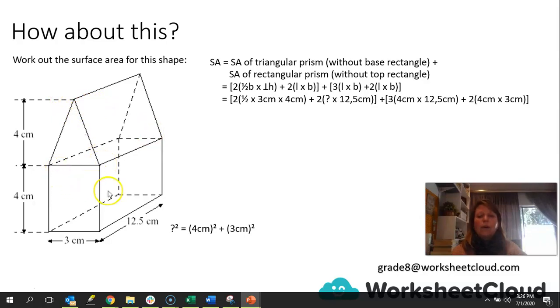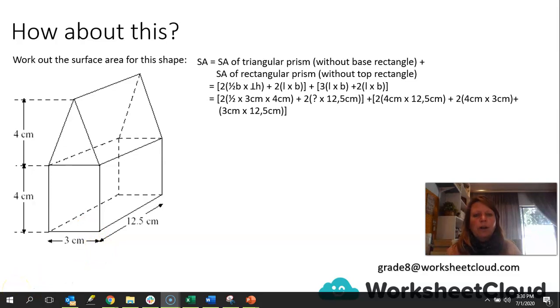Then I've got to go 3 for our rectangular prism, 4 by 12,5, and it's 1, 2, 3. And then I've got to go 4 times 3. Just one moment, there is a mistake here. Sorry guys, I'm not so clever after all. It's 2 sides at 4 centimeters times 12,5, which is that one and the one on the other side. And then the one at the bottom is 3 times 12,5. And then the bases are 4 times 3, and there's 2 of them.